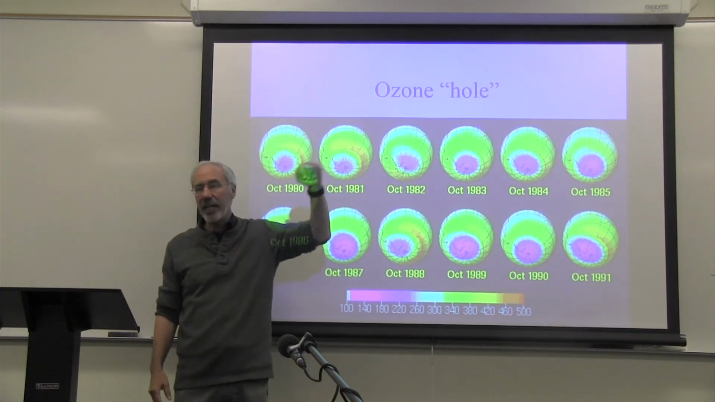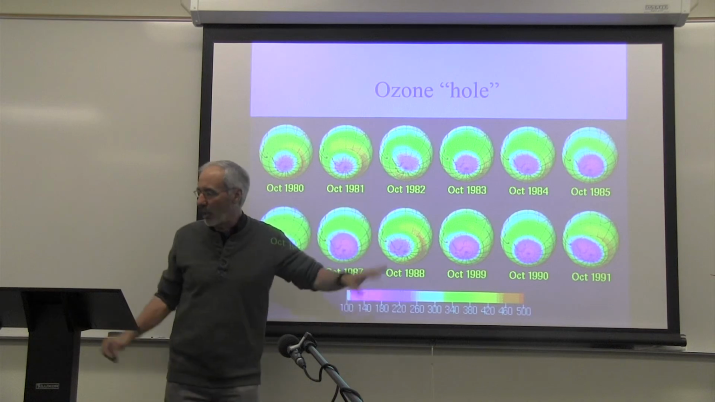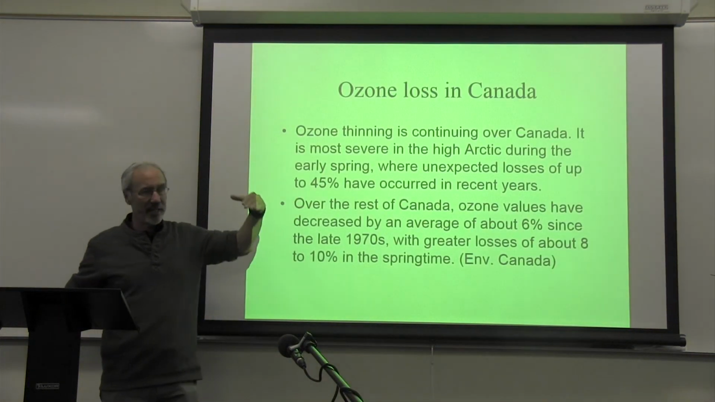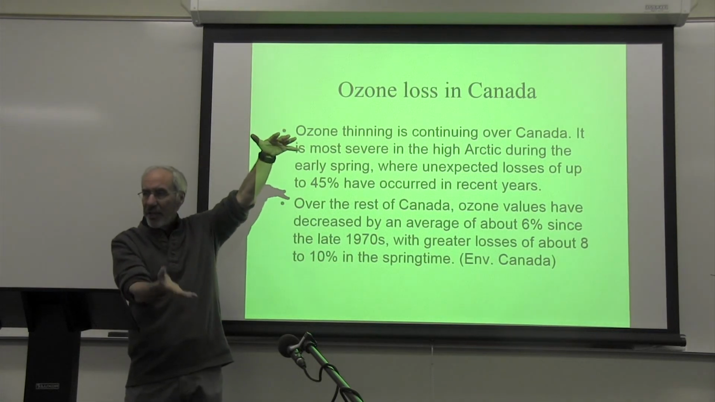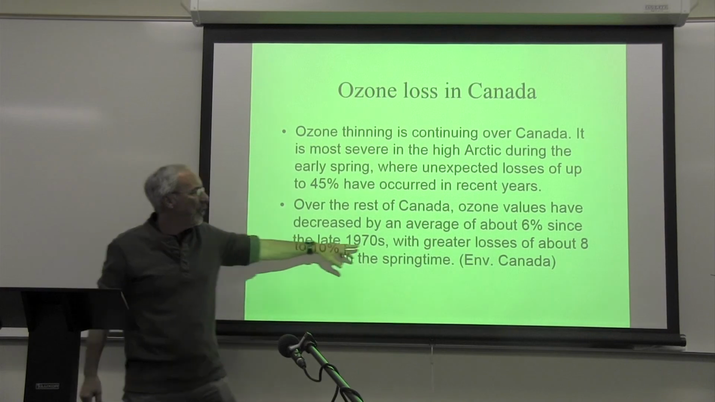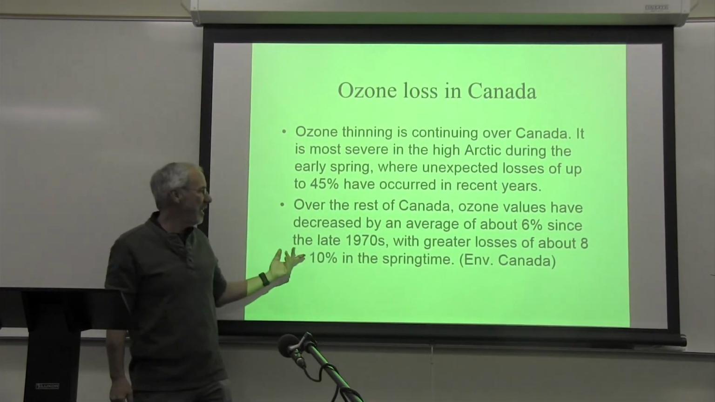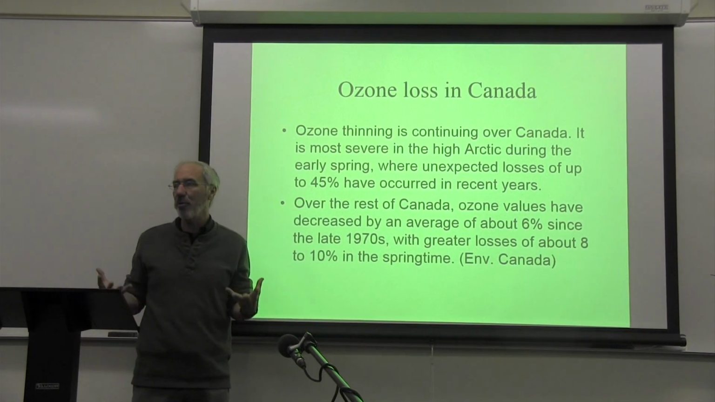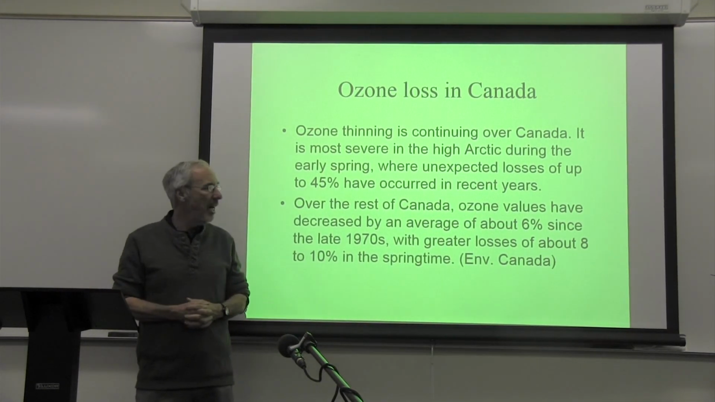We're also seeing a bit of a thinning over the Arctic. We're seeing a bit of thinning over, I think I got one slide up here, over Canada. The further north and the further south you go, the more ozone thinning we're seeing. So over Canada, on average, we're seeing about a 6% decline in the ozone since the late 70s. So it's not just a South Polar Antarctic situation, right?